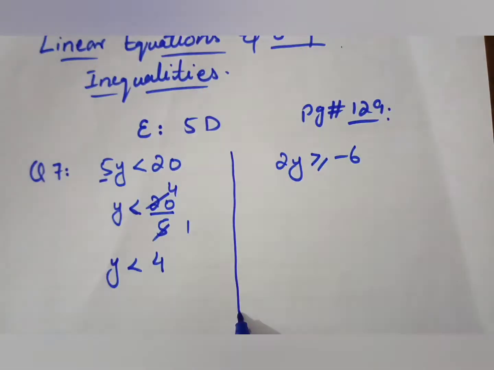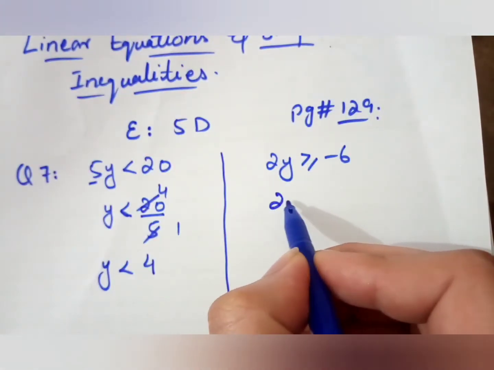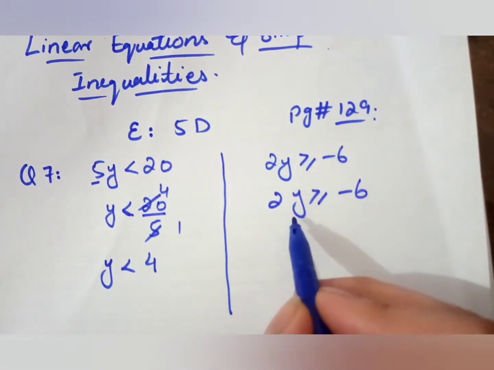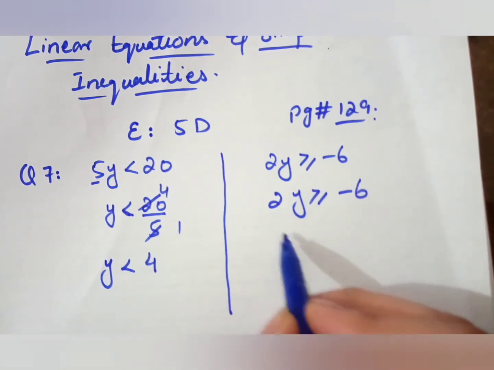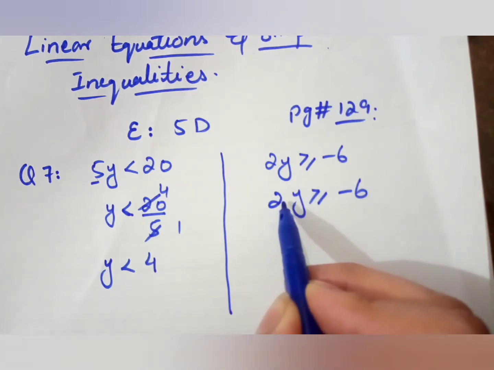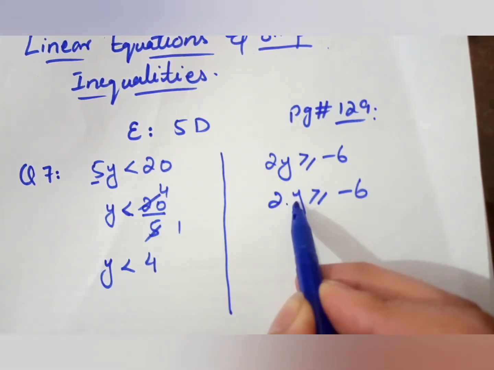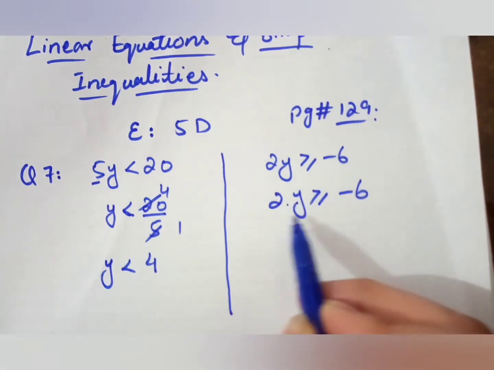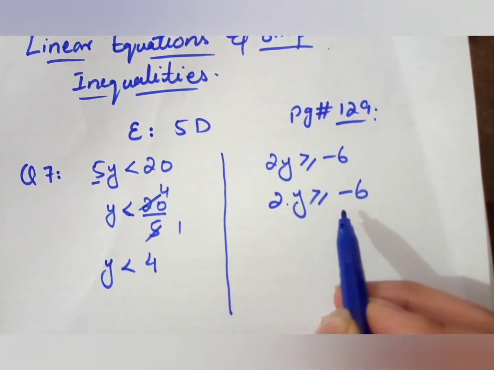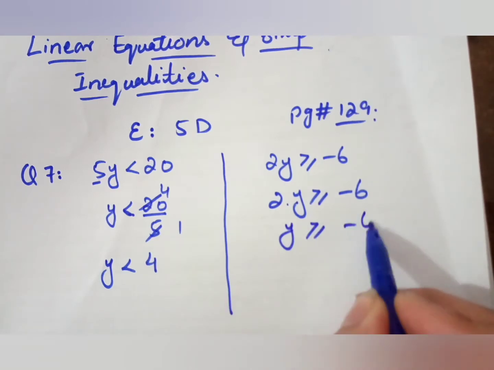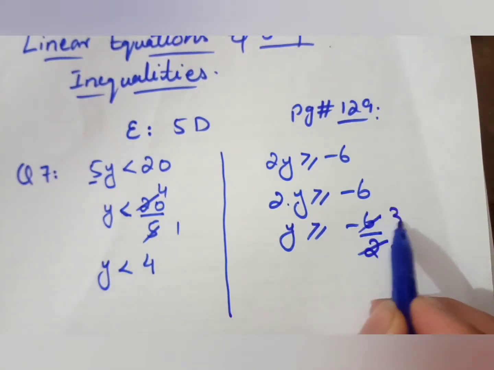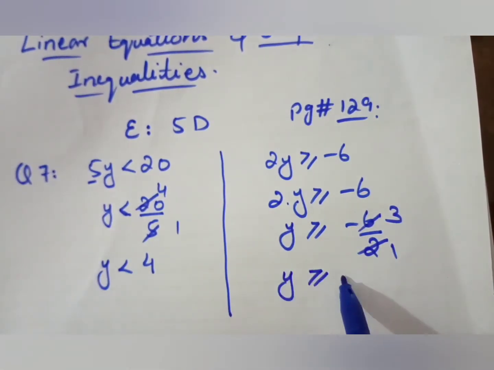Now we'll solve the other inequality, 2y ≤ -6. Again we separate the variable y from the constant. Between 2 and y there is no sign, and when there is no sign, definitely there is multiplication. 2 is multiplied with y, so on the other side of the inequality sign, 2 goes into division. Y ≤ -6 divided by 2. 2 ones are 2, 2 threes are 6. So you have y ≥ -3.